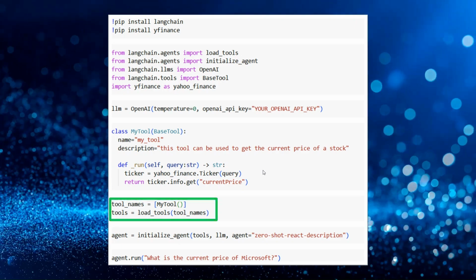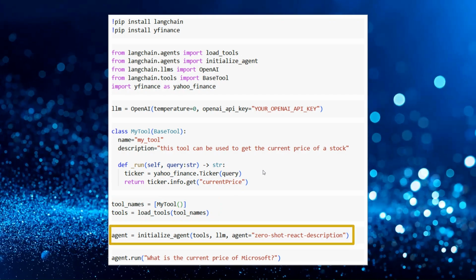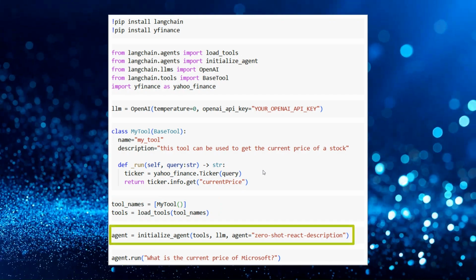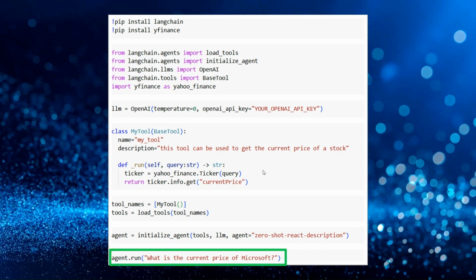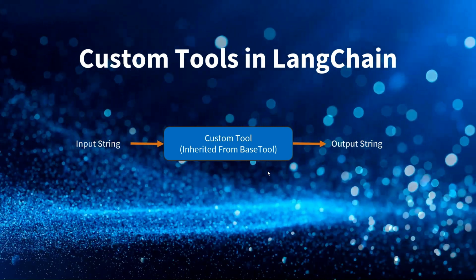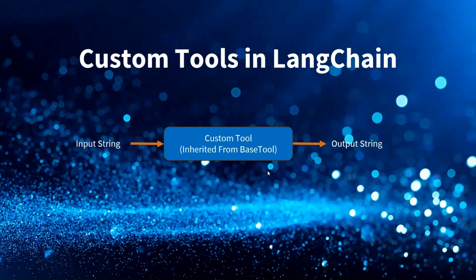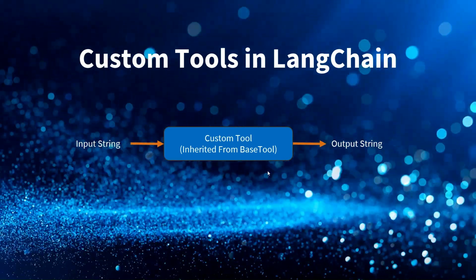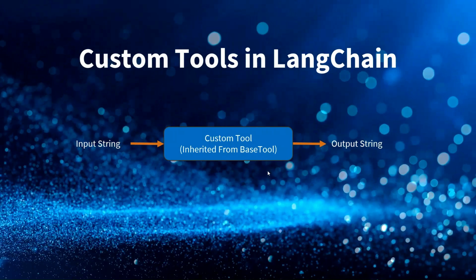Finally, we initialize our agent as before and run it by feeding our input query to it. The agent then uses our defined tool to get some information about our query and feeds it to our LLM to get our final response. As a recap, to build a custom tool in LangChain, you can inherit a new class from the base tool class. This new class must have a run function that gets an input string and outputs another string. In this function, you can define your desired functionality.